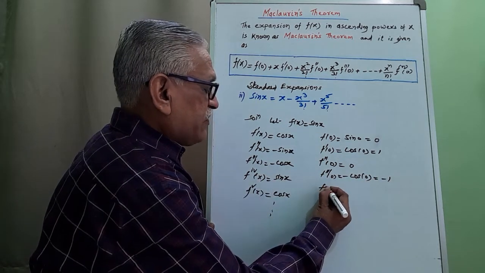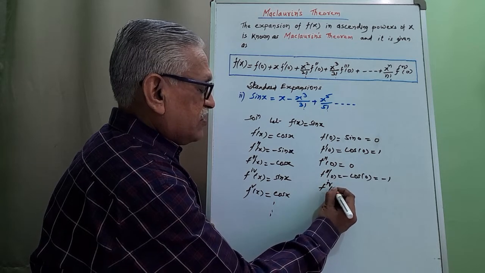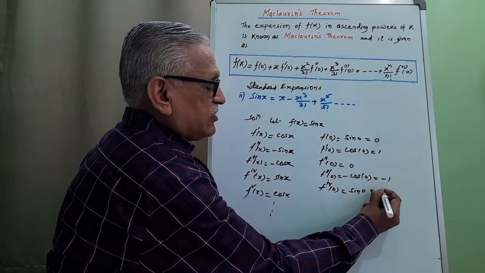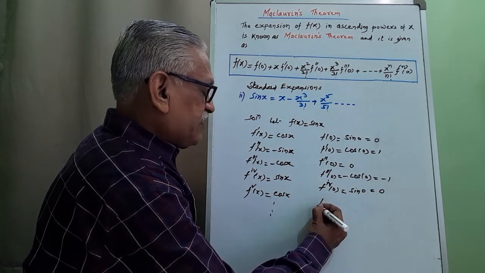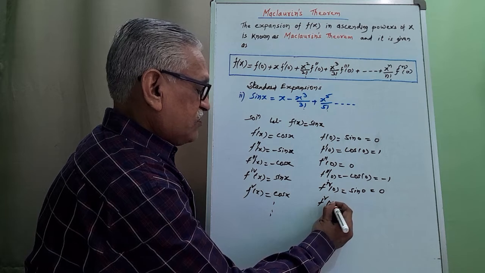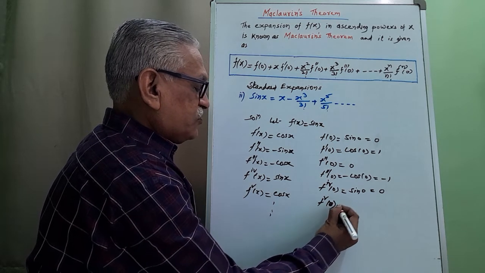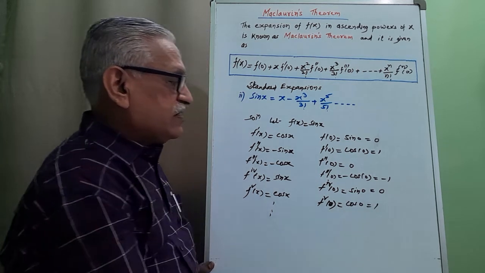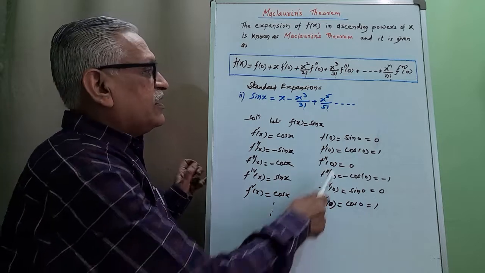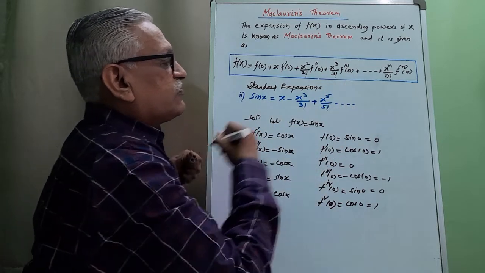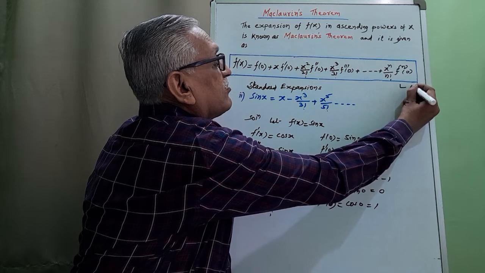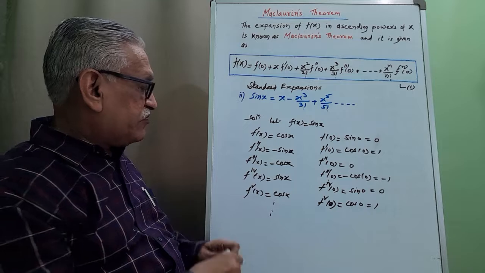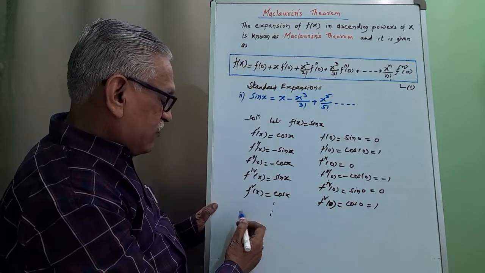Next, fourth derivative at x is equals to 0, sine 0 once again, sine 0 is 0. And lastly, fifth derivative at x is equals to 0, we get cos 0, and cos 0 is 1. And therefore substituting all these values in equation 1, if we call this as equation 1, that series becomes f of x, here sine of x.